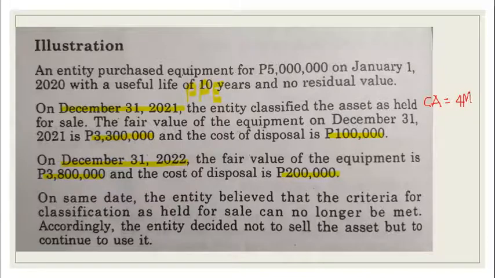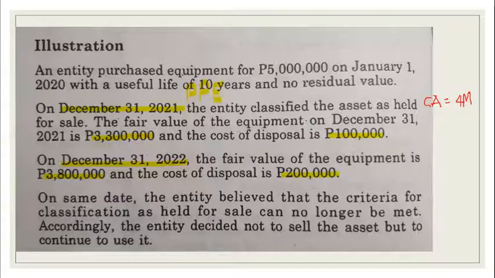That is the carrying amount. Now, take note, its fair value is at 3.3. Then there is the cost of disposal. So, which one will you use, carrying amount or fair value? Again, whichever is lower.